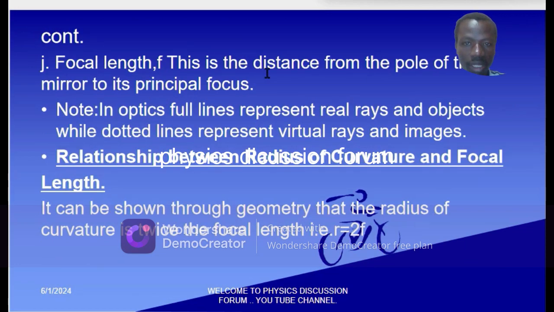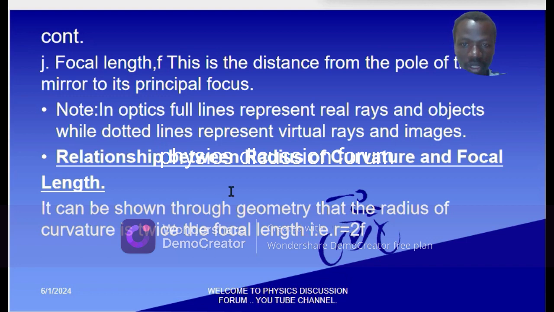We find the focal length is the distance from the pole of the mirror to the principal focus, represented by letter F. So here is a point to remember. In optics, full lines represent real rays and objects, while the dotted lines represent virtual rays and images.